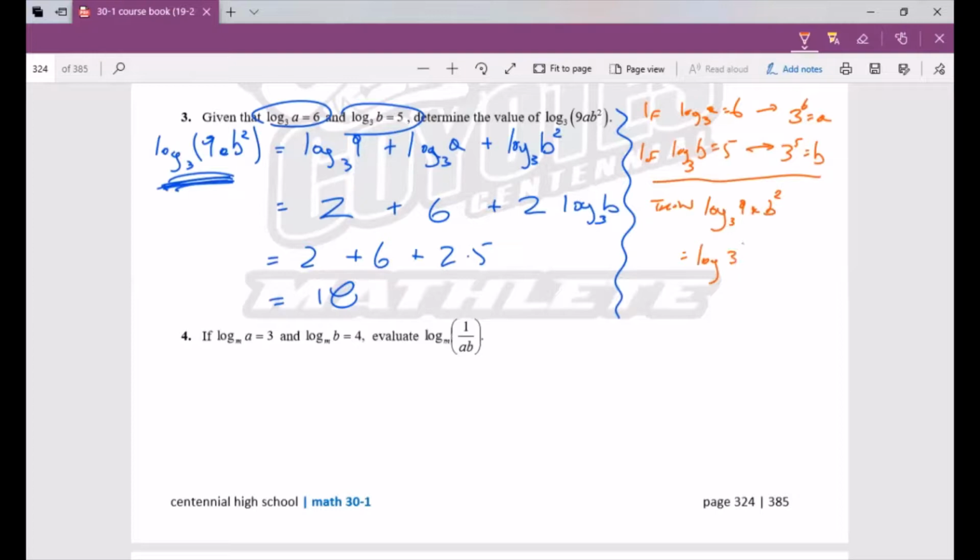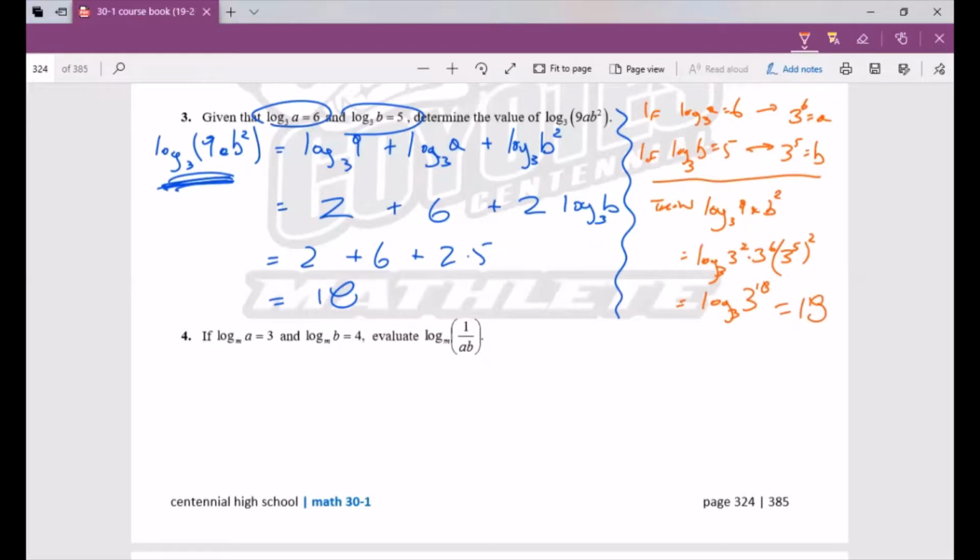Well, that 9 is 3 squared. And a, we've just said, is 3 to the 6. And b, we've said, is 3 to the 5. And so we have b squared here. We simplify this out. This ends up being equal to logarithm of, if we're counting the exponents so that we add them together because they're multiplying, 2 plus 6 plus 10 is 3 to the 18. And this is base 3, so therefore this equals 18.